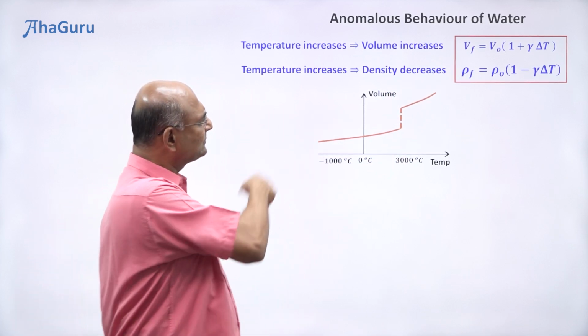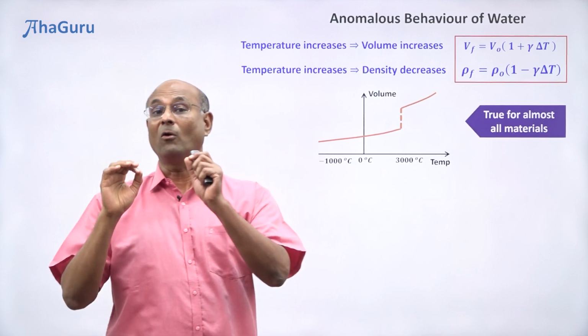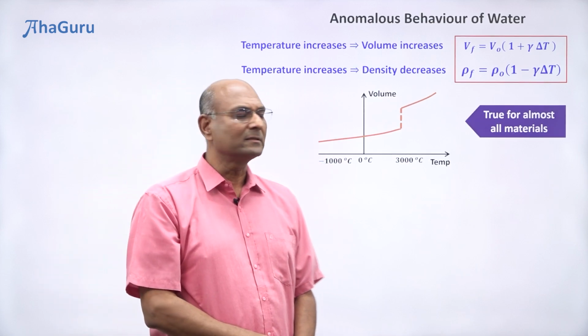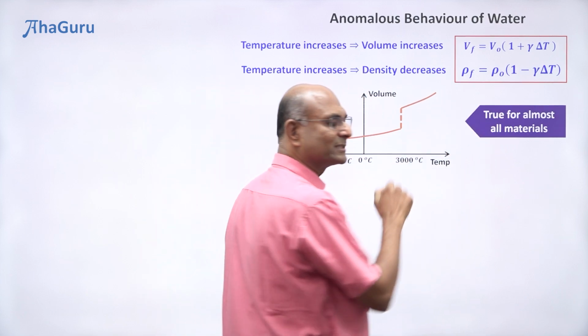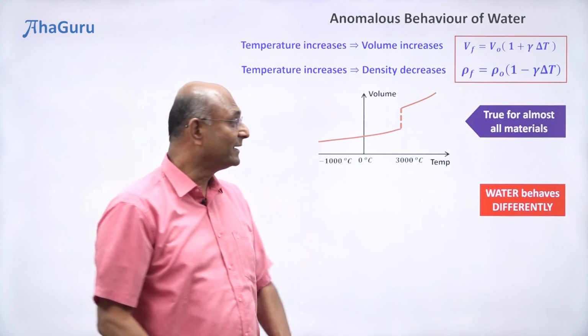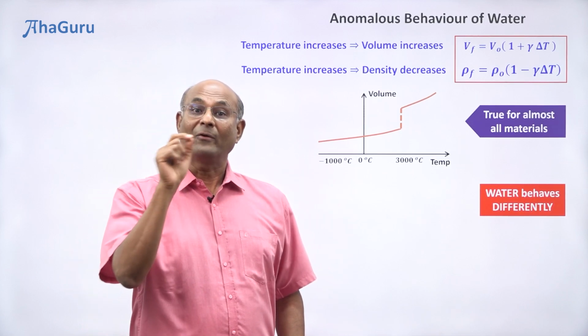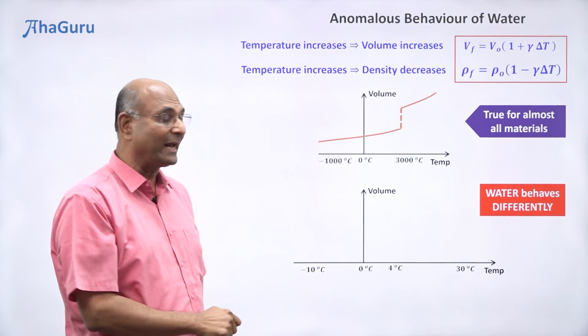In fact, not just for steel, most objects behave like this. So this is true for almost all materials. Why am I saying almost? Because water is very weird. It behaves differently. Why differently? We are going to understand that by looking at a similar graph for water.